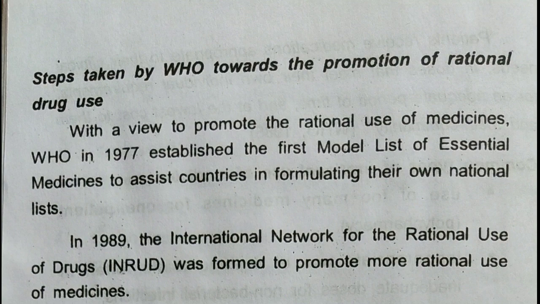Steps taken by WHO towards the promotion of rational drug use. With a view to promote the rational use of medicines, WHO in 1977 established the first model list of essential medicines to assist countries in formulating their own national lists. In 1989, the International Network for the Rational Use of Drugs, जिसका शॉर्ट फॉर्म है INRUD, was formed to promote more rational use of medicines.